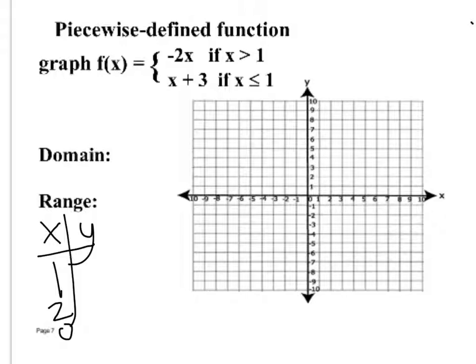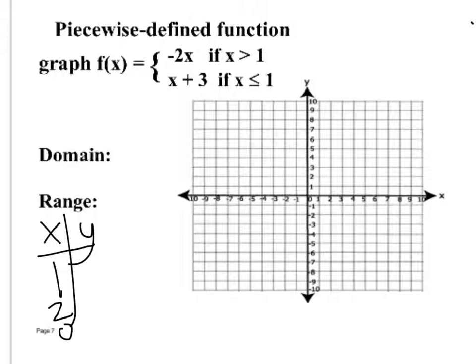We call this a piecewise function because it's two separate functions. You have negative 2x and you have x plus 3. You have to decide which one you're going to use depending on the criteria, as in x is greater than 1 or x is less than or equal to 1. That criteria tells you which function to use. So if I pick 1, which one do I use? Negative 2x or x plus 3? I use x plus 3 because this is x less than or equal to 1, right?